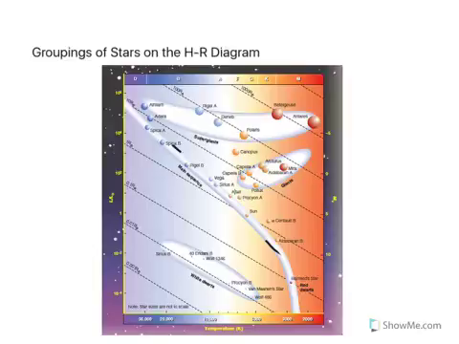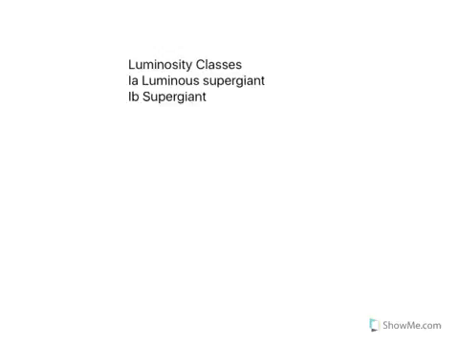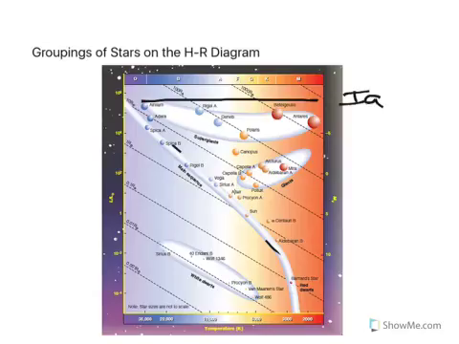Luminosity classes are given Roman numerals. Luminosity class 1A is a very luminous supergiant. Luminosity class 1A would be the supergiants that appear at the very top of the diagram. A luminosity class 1B is not quite as luminous of a supergiant. So a luminosity class 1B would be below the 1A. Notice that these are not drawn to scale.